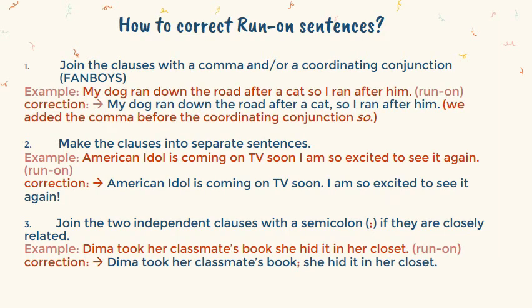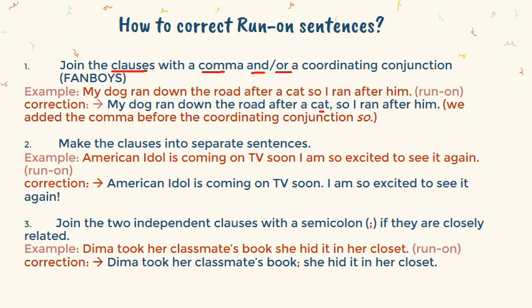How to correct run-on sentences? Well, all we have to do is just join the clauses with a comma and a coordinating conjunction. For example, my dog ran down the road after a cat, so I ran after him. That's obviously a run-on sentence. How do I correct it? My dog ran down the road after a cat, comma, so I ran after him. Okay, so I used a comma and I used so from the coordinating conjunctions.